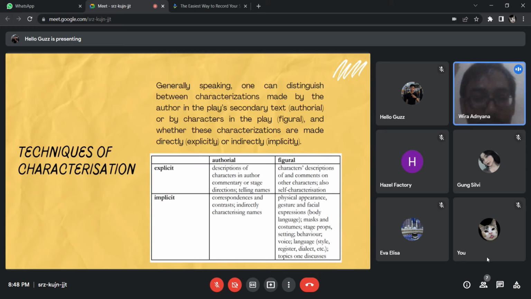In the explicit authorial, there is description of characters in the author's commentary or stage directions, and telling names. In the explicit figural, there is character description of and comment on other characters, also self-characterization. Then in the implicit authorial, there is correspondence and contrast and indirectly characterizing names, and in the implicit figural, physical appearance, gesture, and facial expressions, body language, mask and costume, stage props, setting, behavior, voice, language, style, register, dialect, etc.